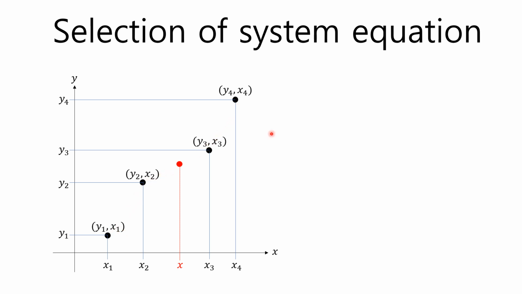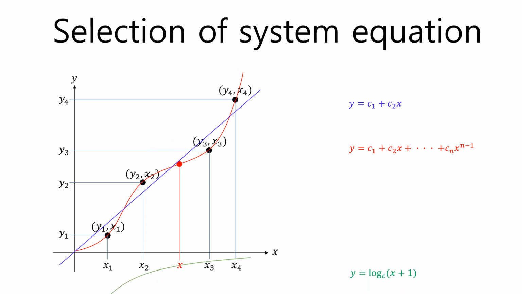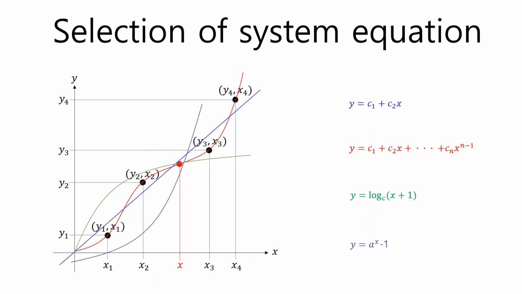For example, if you have four pieces of data as shown in the picture, you need to think about which function will best represent those four pieces of data. You must decide on a system function by considering whether a linear function, a polynomial function, a logarithmic function, an exponential function, or other functions are good.